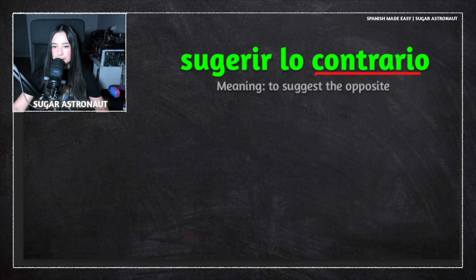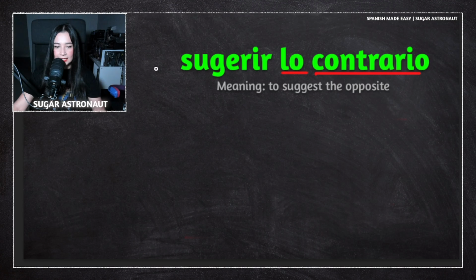Contrario. Opposite. Okay. Lo is a pronoun, and it means it, him, you, very formal, you. And also it can refer to stuff and things, or what when saying lo que. It's a very versatile pronoun, but it's a good one to know for sure. When you say the phrase lo contrario, that means the opposite, technically. So sugerir means to suggest.